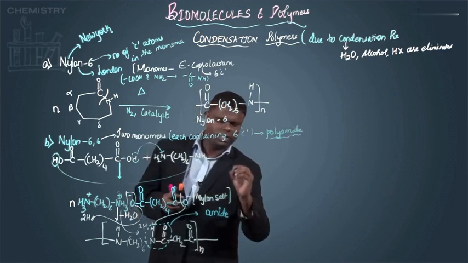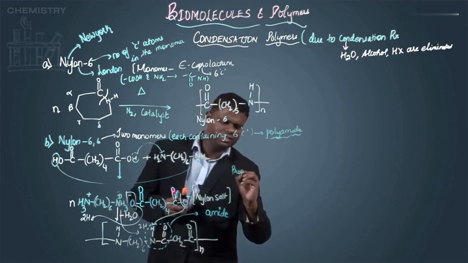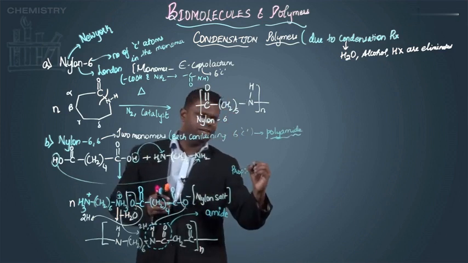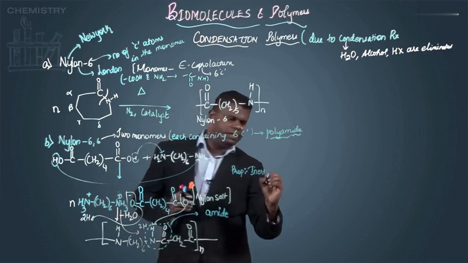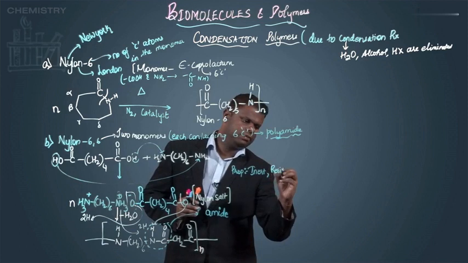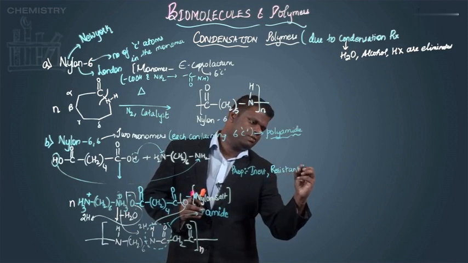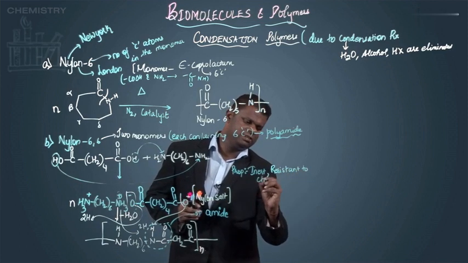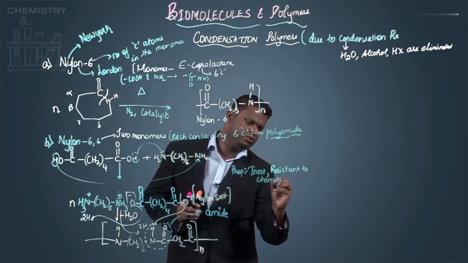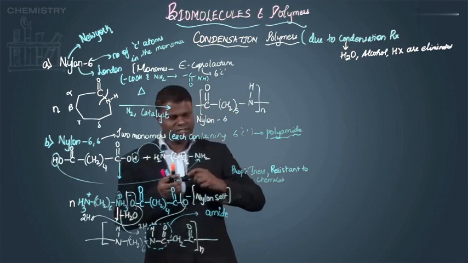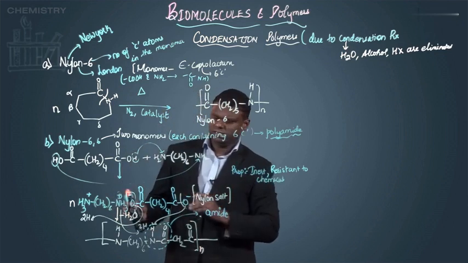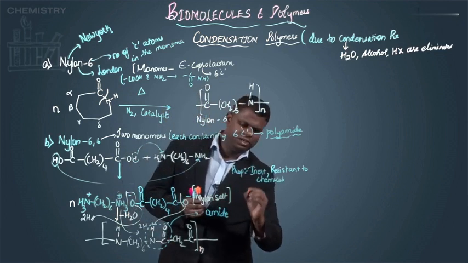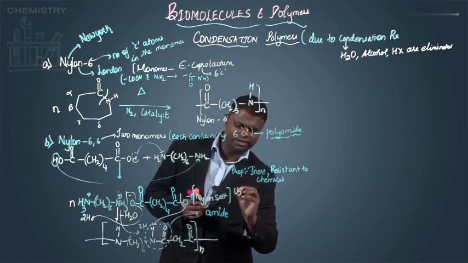Now let's have a look at the properties. The properties are the same. It is chemically inert, resistant to heat, resistant to chemicals, that is dilute and concentrated acids as well as base. And then it is also resistant to water. So you can write down the uses.